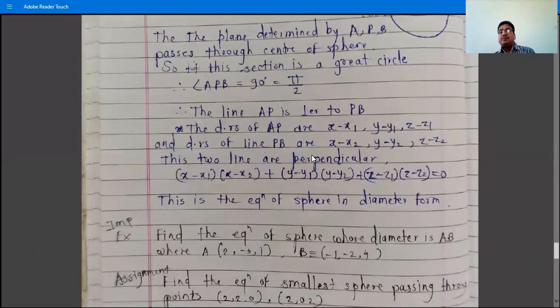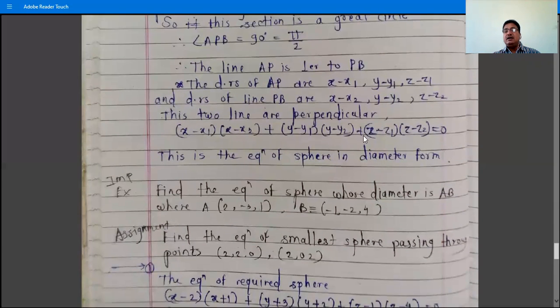So by using the condition of perpendicularity, what do we have? What is the condition of perpendicularity of two lines? If the first line has direction ratios a1, b1, c1, and the second has direction ratios a2, b2, c2, then the condition of perpendicularity is a1a2 plus b1b2 plus c1c2 is equal to 0. So we have x minus x1 into x minus x2, that is a1a2, plus y minus y1 into y minus y2, that is b1b2, plus z minus z1 into z minus z2, that is c1c2, is equal to 0.